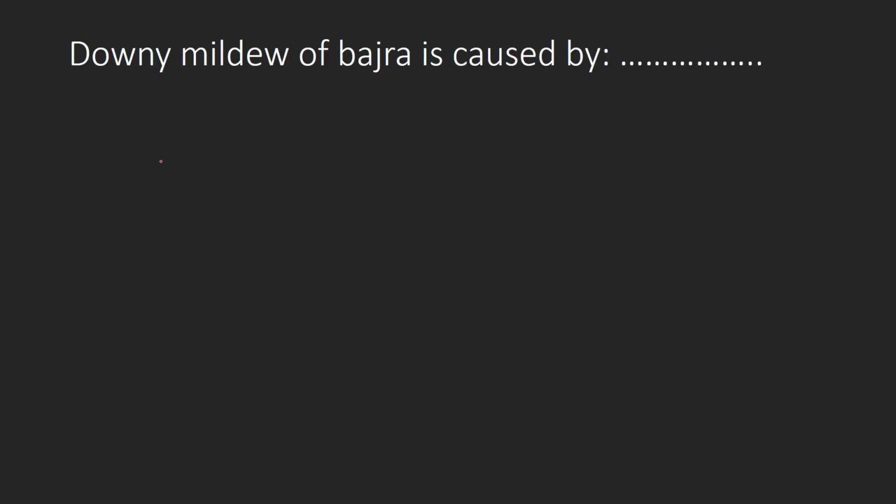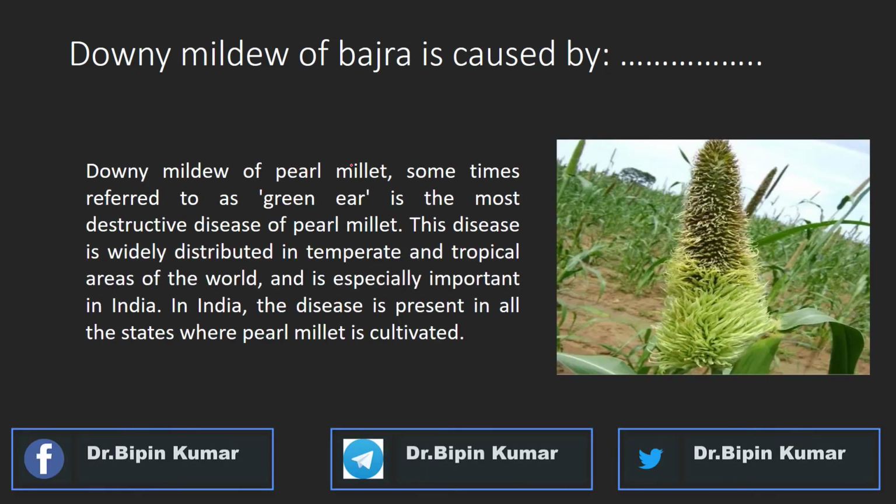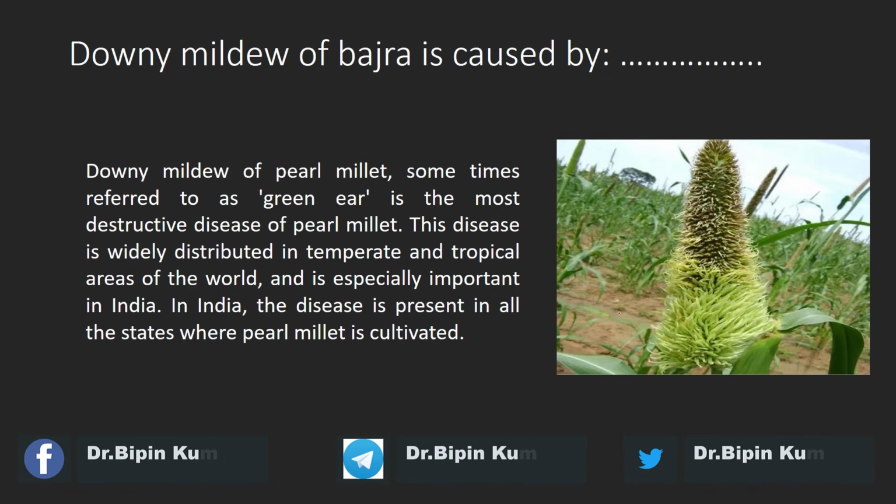Now the third question is, downy mildew of bajra is caused by. So the right answer is Sclerospora graminicola. Sclerospora graminicola is actually called the green ear disease of bajra.